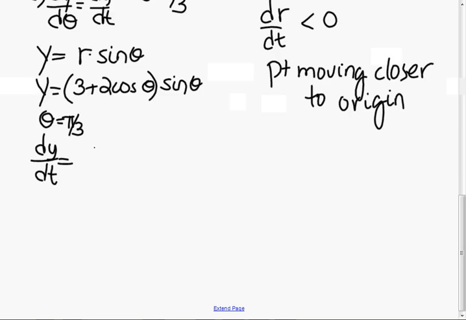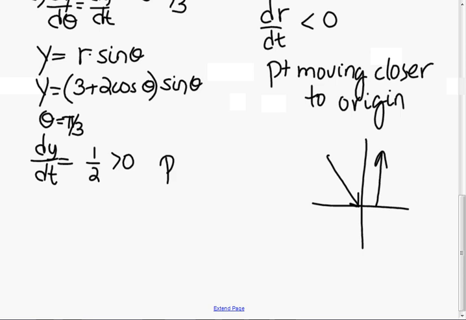Because if dy/dt is positive, then what's true? Now this is y. This is not r. What's the point doing? This is the y value, not the radius. The radius is always measured relative to the origin. But the y value is not. It's relative to the axis. So if dy/dt is positive, the particle is doing what? It's going up or away from the x-axis. Because y is also greater than 0.